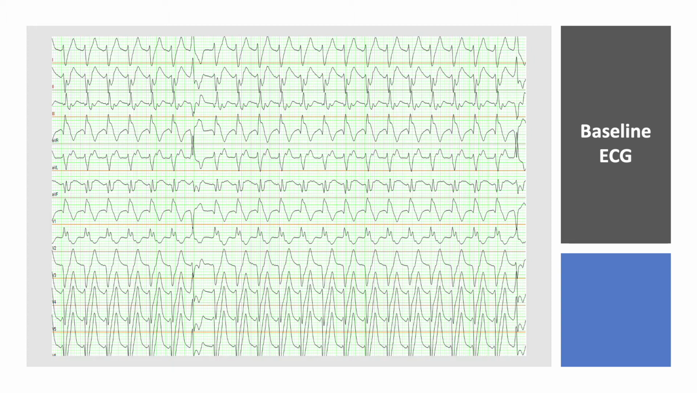When we look at V1, we see the QR pattern. Therefore, the diagnosis of VT is the most possible diagnosis. Now, in the differential diagnosis, we have a papillary muscle VT and also fascicular VT. And based on the findings in the ECG, we can differentiate these two VTs from each other.